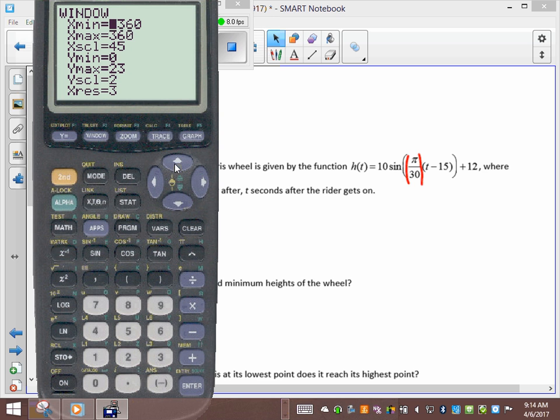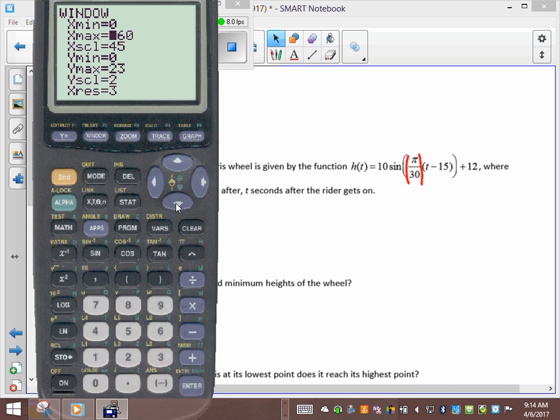Now, most people okay with that, then they don't know what the heck to make their x-mins. Well, my x-min's going to be 0 because it's time. I'm going to start at 0. I'm not going to start at negative time. Doesn't make sense. But what do I make the max be? Well, I need to know how long it takes to rotate because I want to see at least 2 or 3 rotations of this Ferris wheel.